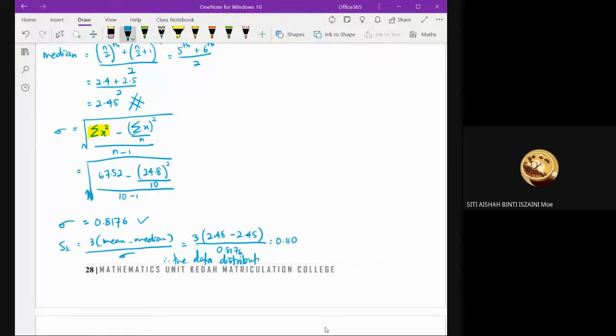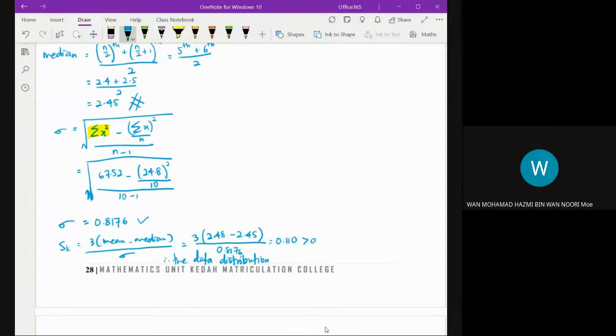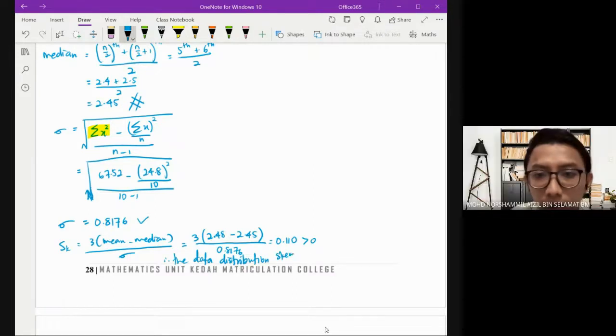Bigger than 0. Of course, bigger than 0. Therefore, skewed to the right. Yes, skewed to the right. I see Amar has appeared. Skewed to the right, or you can say positively skewed. Is that okay?